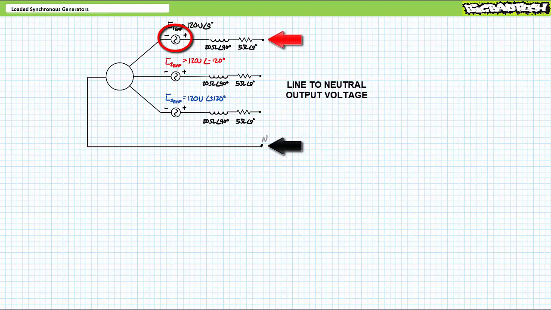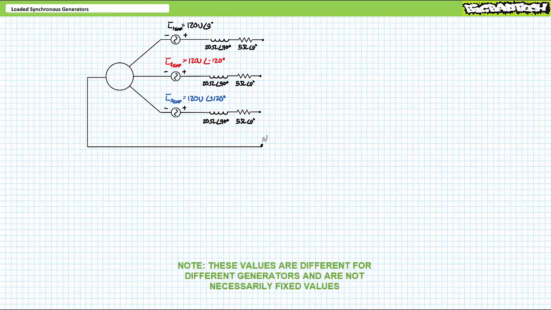For the purposes of this simplification, let's consider just one winding of a Y-connected three-phase stator, and you're just going to have to imagine that everything is occurring in the remaining two phases with a 120-degree phase shift. Let's assume the internal stator resistive component has a magnitude of 5 ohms at an angle of 0 degrees, and the internal stator inductive component has a magnitude of 20 ohms at an angle of 90 degrees.